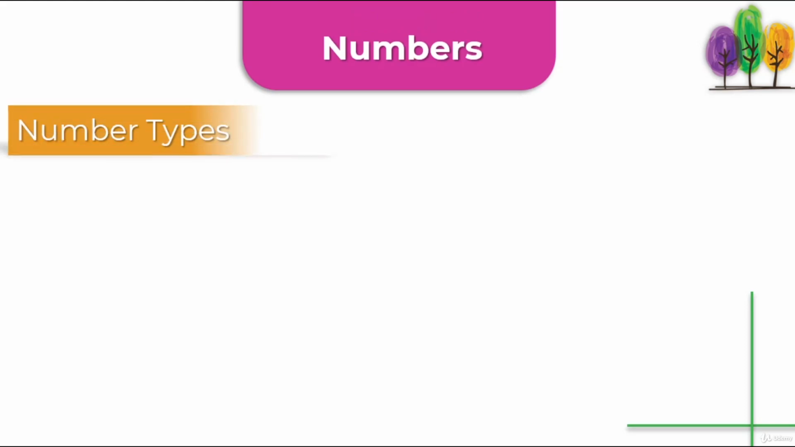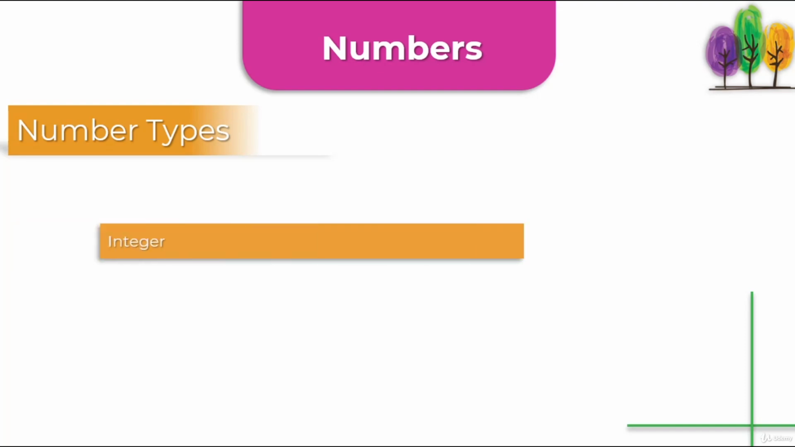Number data types store numeric values. There are three numeric types in Python: int, signed integers. They're often called just integers or ints. They can be positive or negative whole numbers, but with no decimal point.